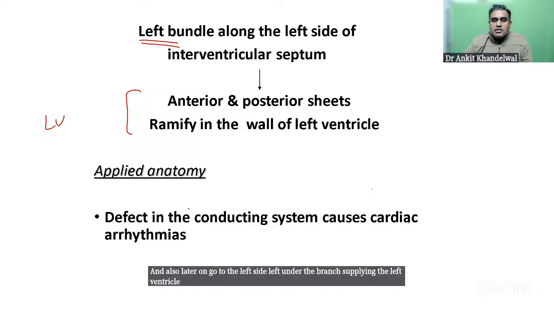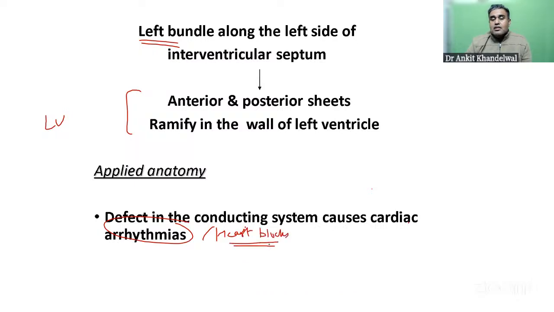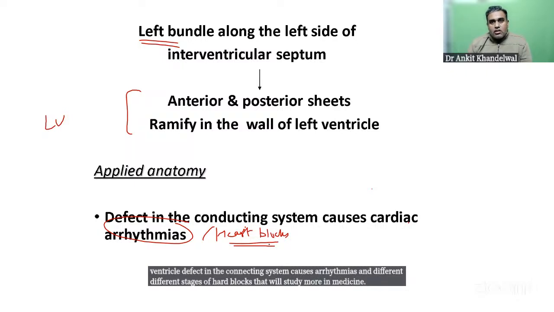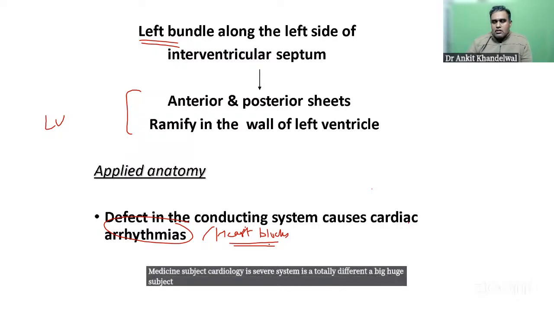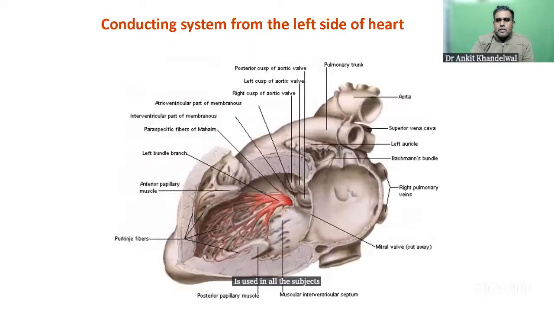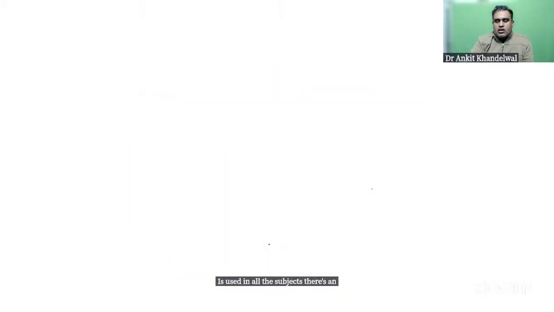Defect in the conducting system causes arrhythmias and different stages of heart blocks that we'll study more in medicine. In medicine, cardiology, the CV system is a totally different, big, huge subject. It is not a subject but a big chapter, but it is more like a small subject only, cardiology, because that is used in medicine, pediatrics, gynae, name it. Heart is used in all the subjects. There's an image over here showing us all of this.